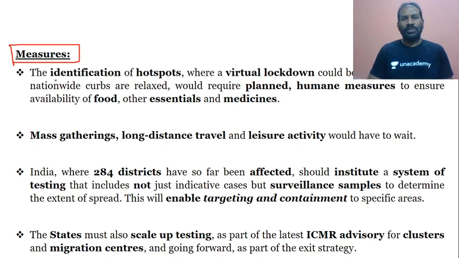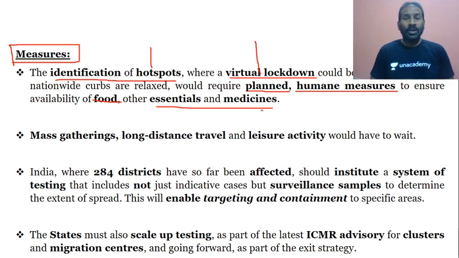And now the measure is to make sure that they identify the hotspots, and once they identify the hotspot, then there has to be a virtual lockdown. That means even though the national lockdown is lifted in other parts of the country, as a strategic exit, the hotspot is identified and put under virtual lockdown, so that the people who are affected in that area will not spread the virus. And then another measure is that there should be planned humane measures to ensure food and essential commodities along with medicines are provided to those who are under virtual lockdown. Please do understand this.